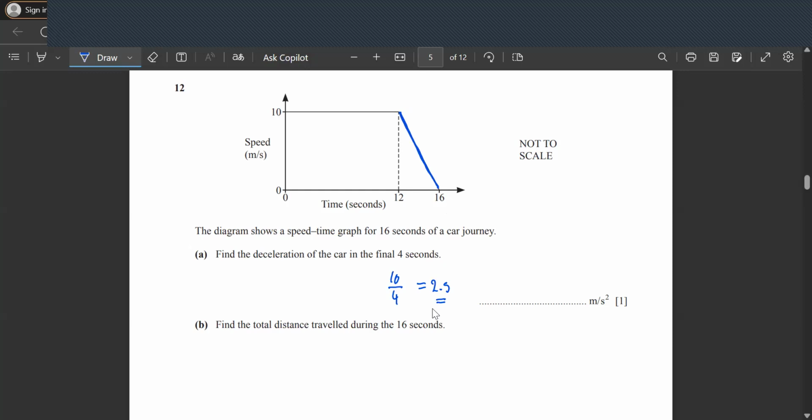Find the total distance. Whenever he said find the total distance, what should I do? Area under the graph. Yes, you can use the trapezium direct, or you can calculate the area of the triangle and add it to the area of the rectangle. Okay, I prefer using the trapezium direct. I have the two bases, which is 16 and 12, divided by 2. And what is the height here? The 10. Get the answer direct.